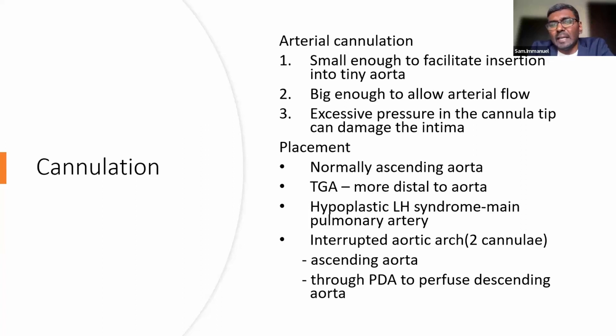So I would like to show that we have the possibility of cannulating the ascending aorta. If it is a TGA, the aortic size is going to be much smaller than your PA, but we have cannulas for that too. And if you have a hypoplastic LVH or a syndrome where the pulmonary artery needs to be cannulated, that is also possible. And dual cannulation for interrupted aortic arch. After the repair, we can proceed with the surgery with a single cannula. All such updates are available in the current trend.